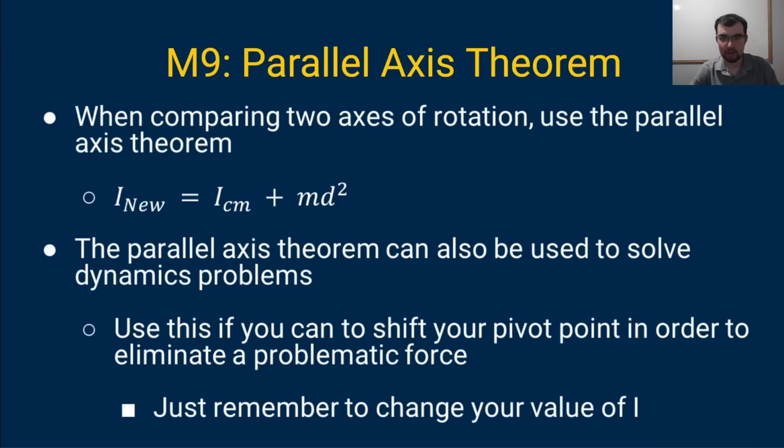So you can pick whatever point you want. If you have a disc rolling down a ramp and you want to pick the contact point to torque around, great. Just remember the moment of inertia is not the center of mass one in that case. You have to add that md squared.